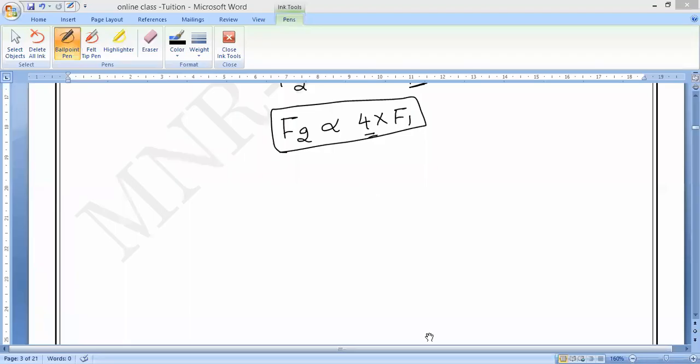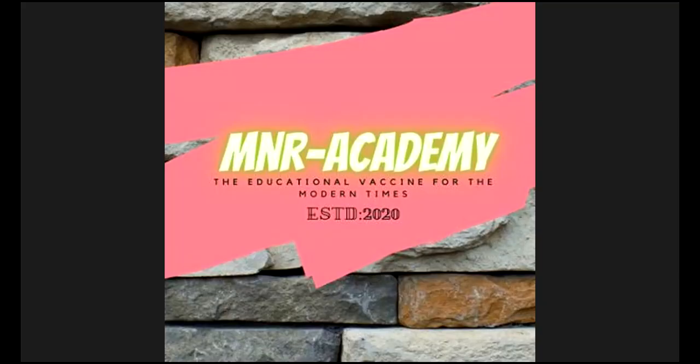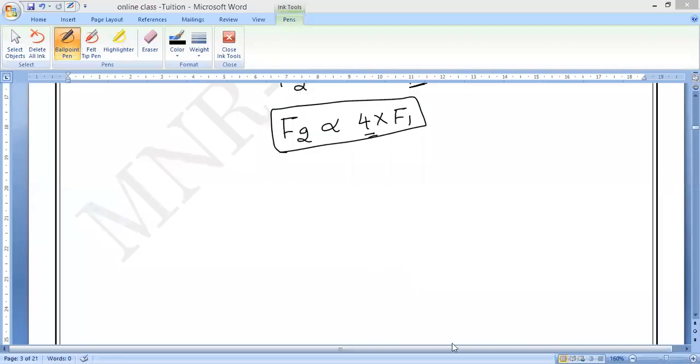So from this we can write one statement. What is that statement? If you double the distance between two bodies, all of you write. I am giving both as a single statement, both combined. Understand?